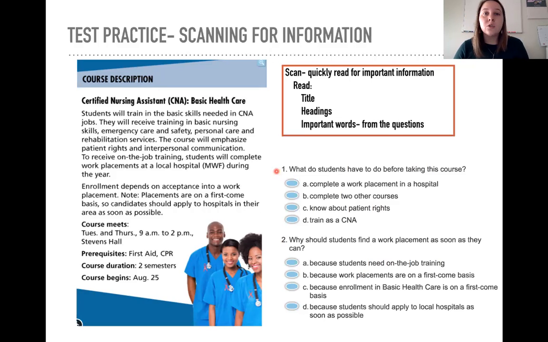So what are some important words to understand the question? What are some important words in the question? Okay. For me, looking at that, before is a really important word. You're looking for what they have to do before taking the course. So based on what you've read in the title and the headings, are there any headings that talk about what students do before the course?